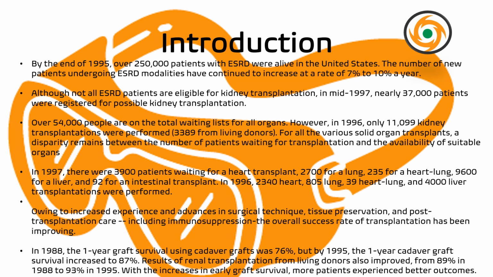Although not all end-stage renal disease ESRD patients or recipients are eligible for transplantation, in around the mid 90s, nearly 37,000 patients or recipients were registered for possible transplantation where renal or kidney transplantation was concerned, and over 54,000 people had been on the total waiting list for all organs.